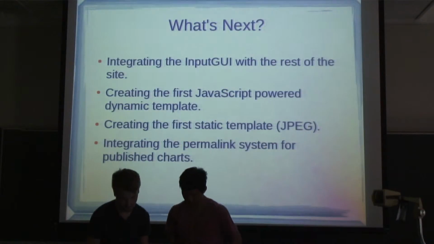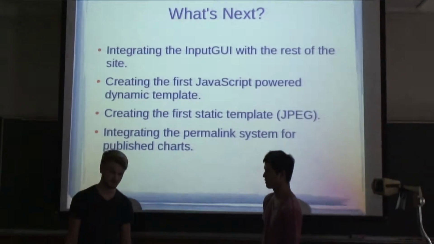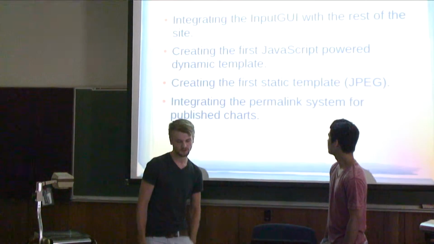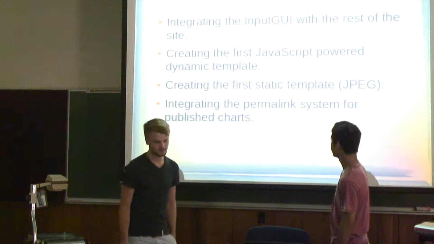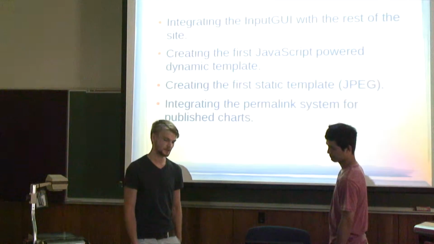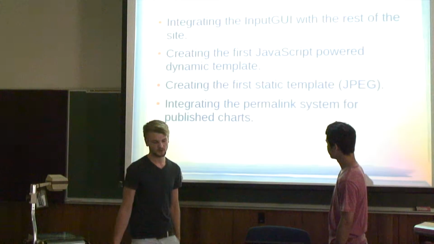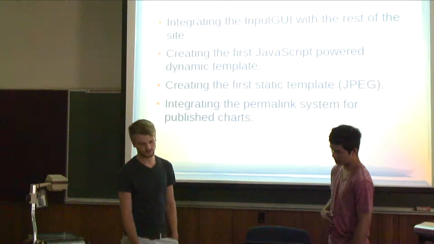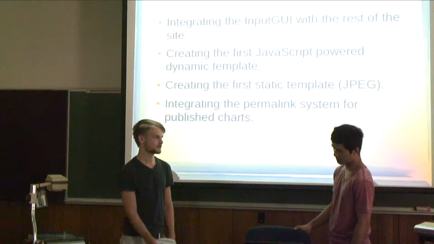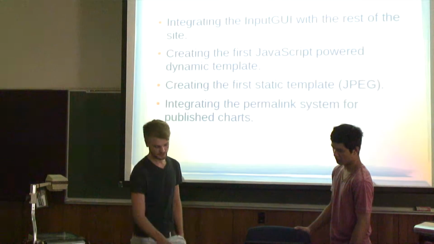Yeah, and then, okay, what's next? So we're going to integrate the website interface with the input system, and then most importantly, create the first JavaScript-powered dynamic template so that the project's really represented, because that's the main point, generating the chart so that you have a really fast result. And then the JPEG, which would probably be a picture of the JavaScript template generated chart, and then that permanent link system that he showed you, just so that it's really easy to share charts. Yeah. Thank you.